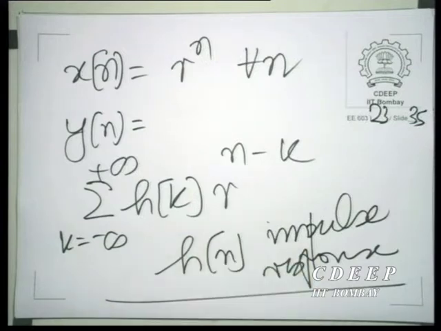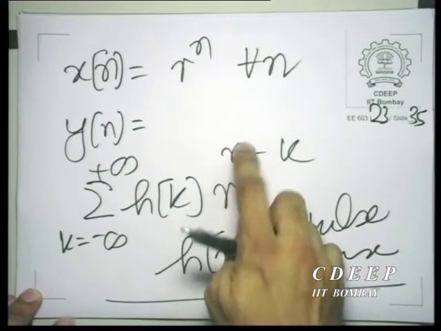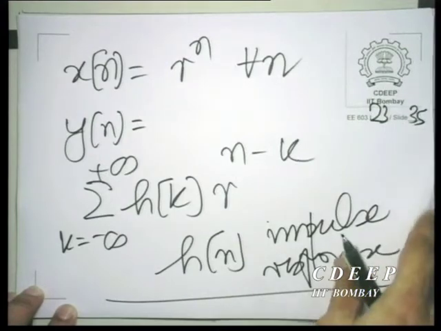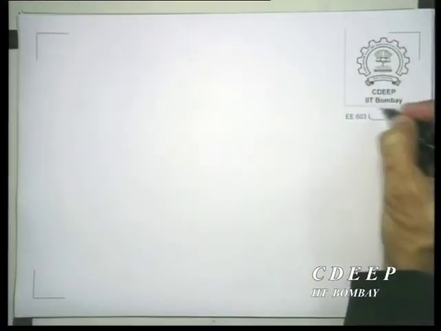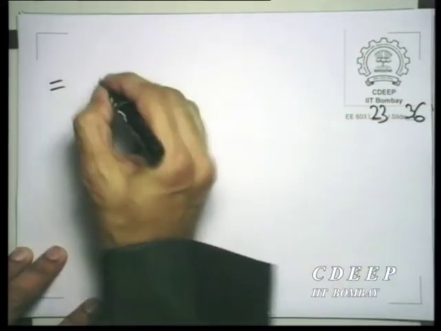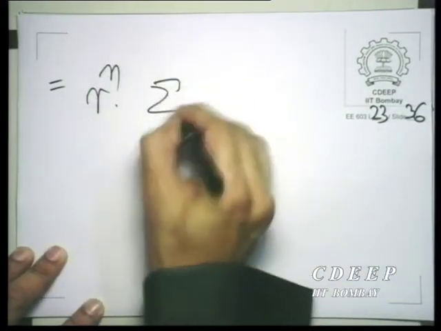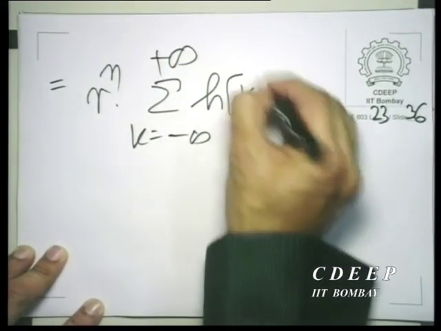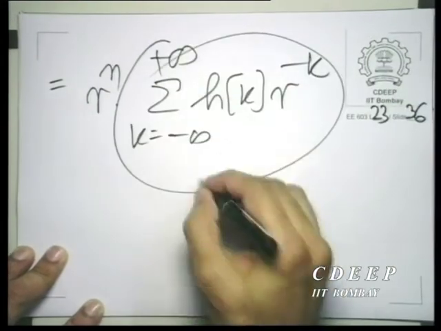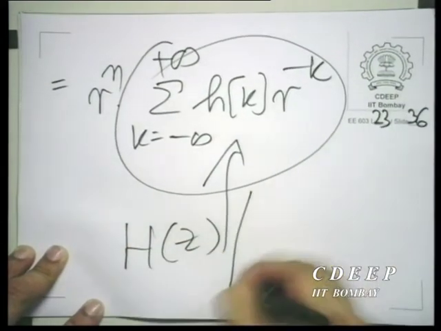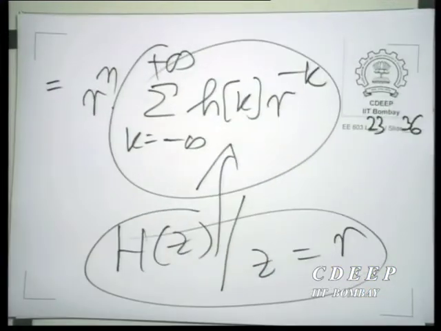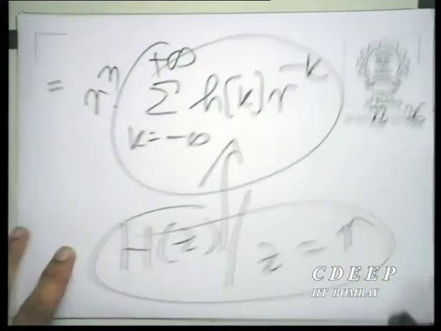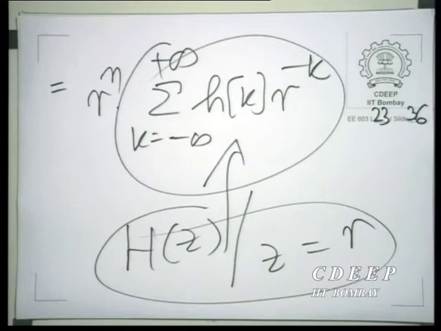And we can split this, r to the power n minus k is r to the power n into r to the power minus k. So, that can be written as r to the power of n times summation k going from minus to plus infinity h[k] r to the power minus k. And lo and behold, this is nothing but H(z) evaluated at z equal to r. So, essentially this illustrates the idea of what are called eigen sequences. r to the power of n is an eigen sequence of the LSI system.